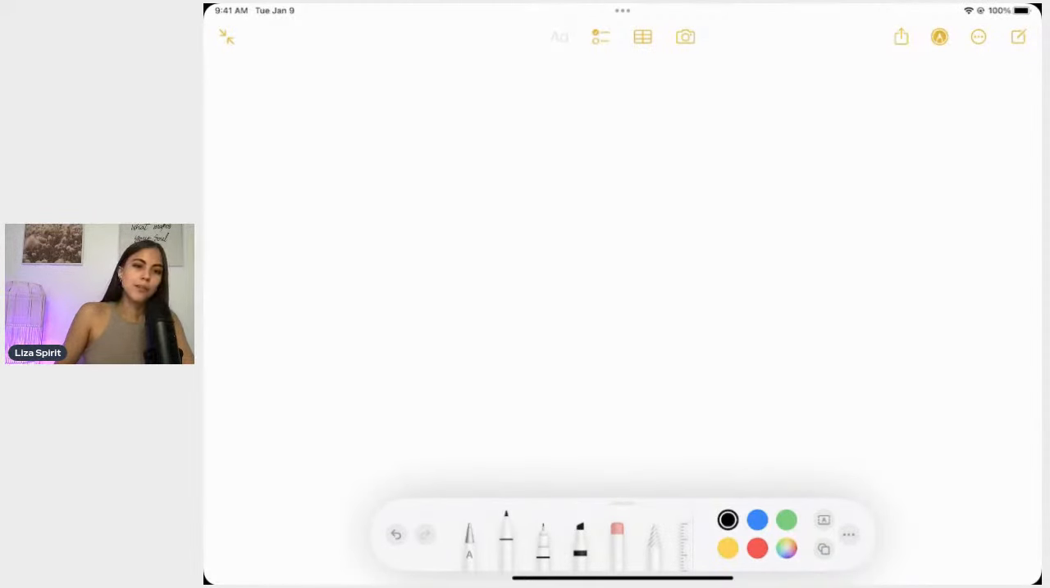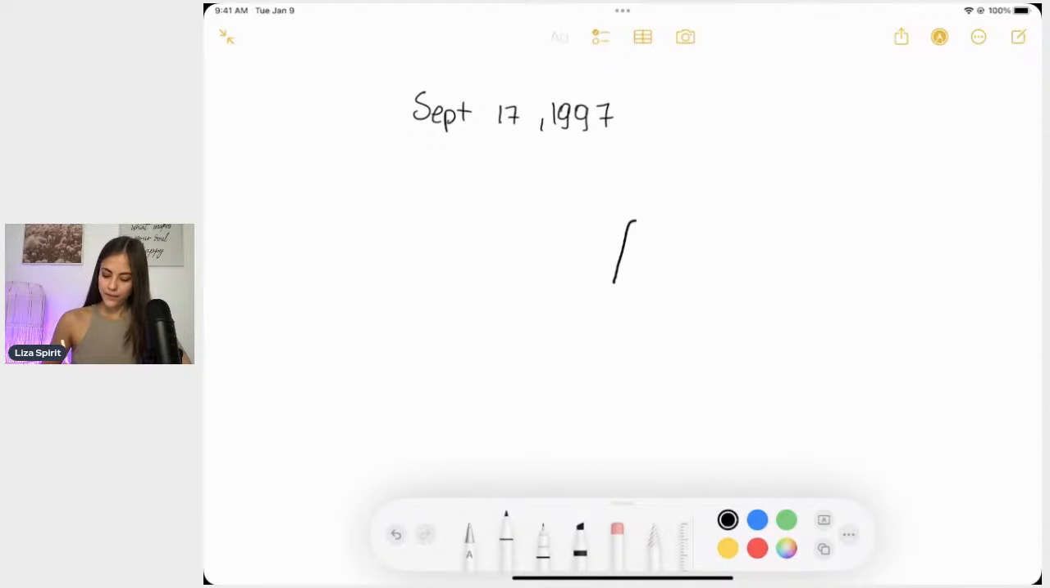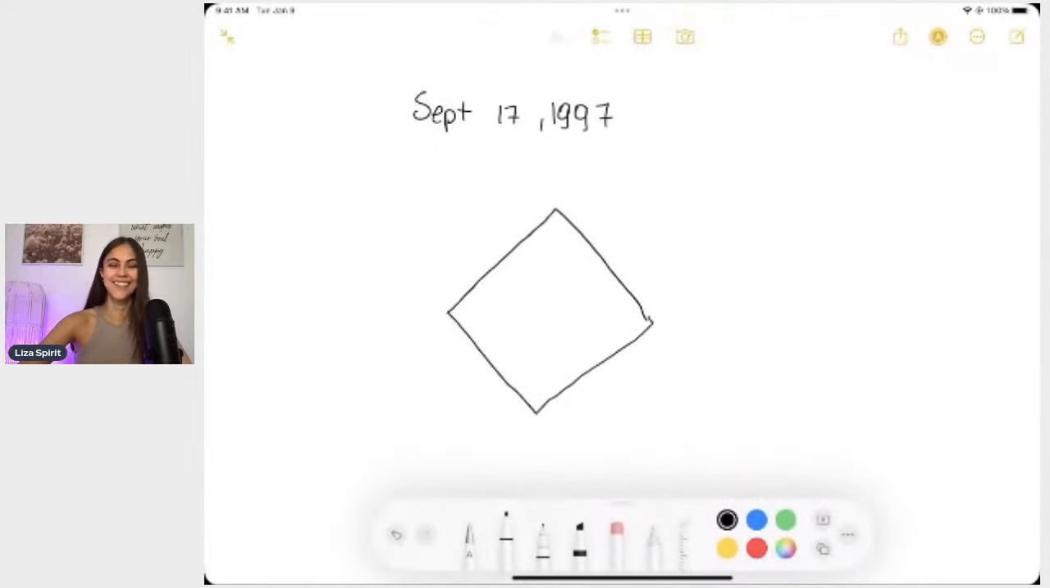Let's say I'm going to take my date of birth just to make it easy. September 17, 1997. That's my date of birth. Now we're going to draw, sorry, I'm going to try to make it as accurate as possible. It looks something like this, but you get the idea.